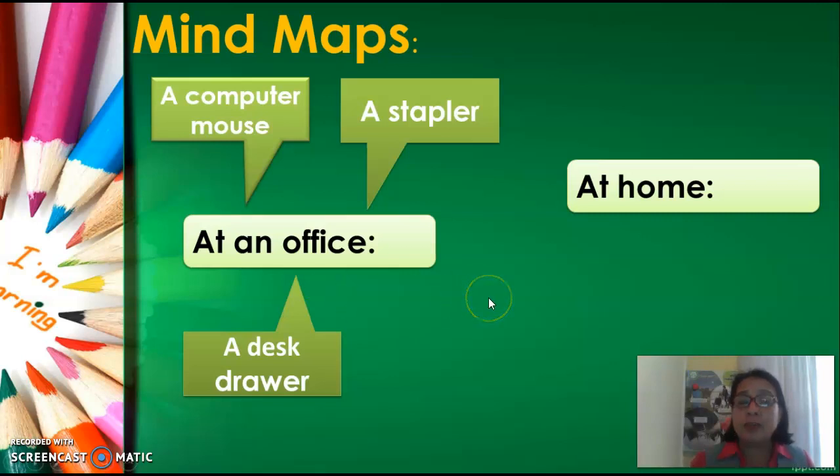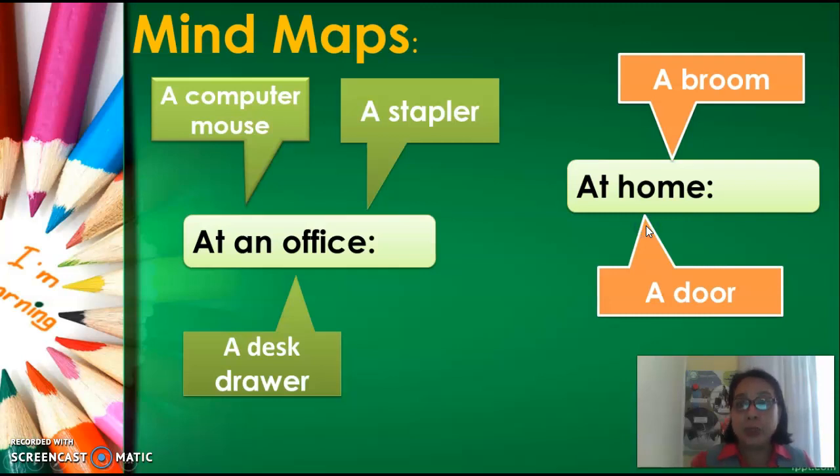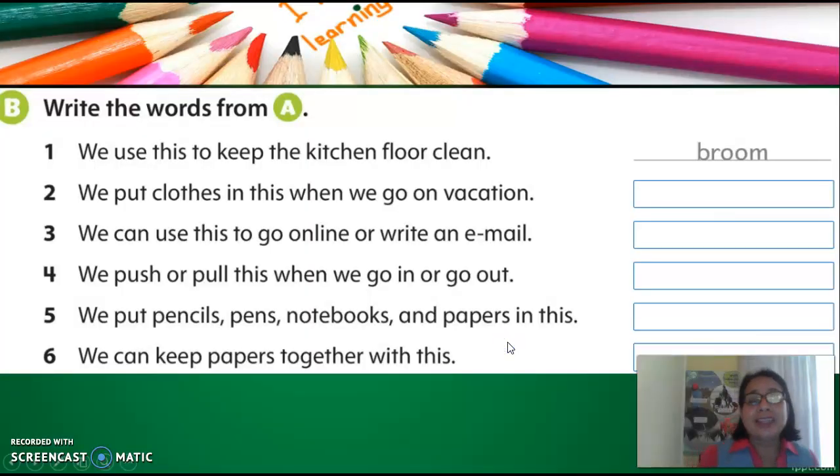And what things can you find at home? A broom and a door, okay? This is a mind map. I have two mind maps, okay? Now, let's continue. This is the activity B on the same page, and the instructions say, write the words from A. Write the words from the vocabulary.